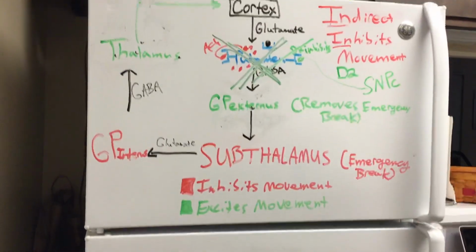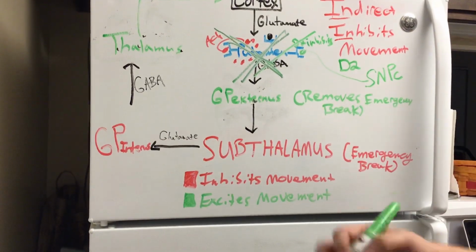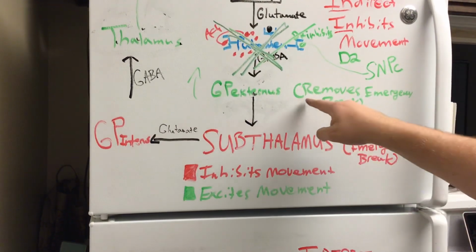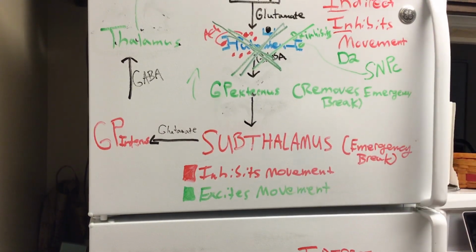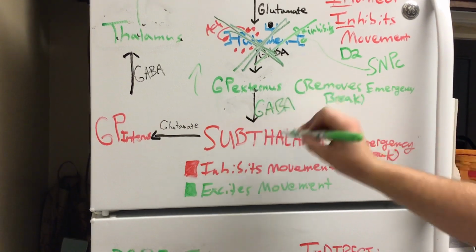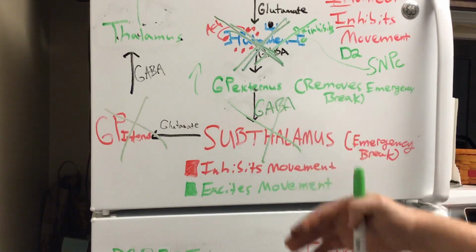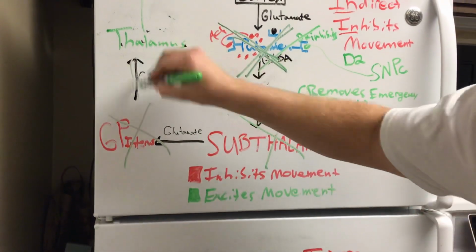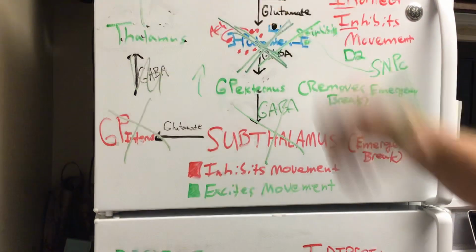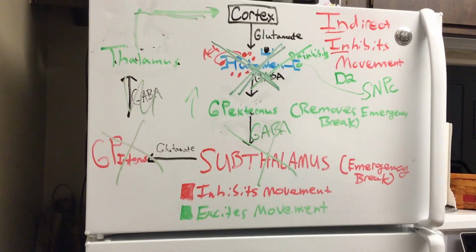Okay? And this allows our new guy right here, the globus pallidus externus, he gets going, he increases in activity because we've removed that inhibition, and now he removes that emergency brake. Boom, we're going to sprinkle GABA down here on the subthalamus, get rid of the subthalamus, then we get rid of the amplification of the globus pallidus internus, and boom, we get more of the thalamus projecting to the cortex, exciting our cortex.